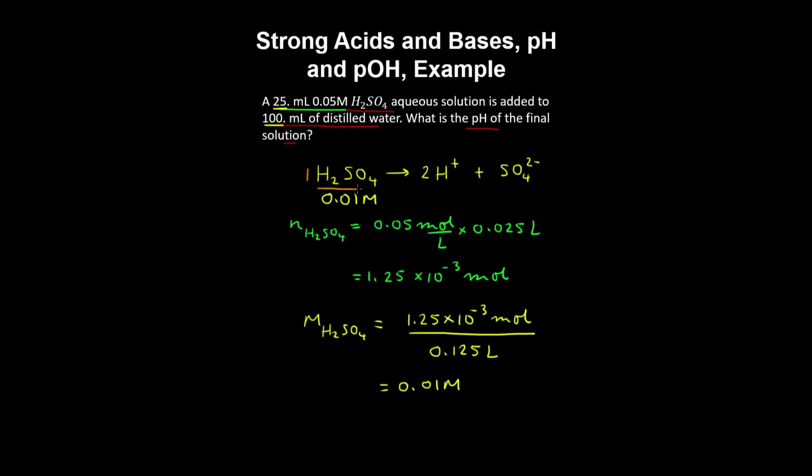And for every mole of sulfuric acid, we have 2 moles of hydronium in the solution. So therefore the concentration of hydronium is 0.02 molar. And from that, the pH of the solution is minus the log of the concentration of hydronium ions, which gives a pH of 1.7, where the number of decimal places is equal to the least number of significant figures in the problem, given we used a logarithm.